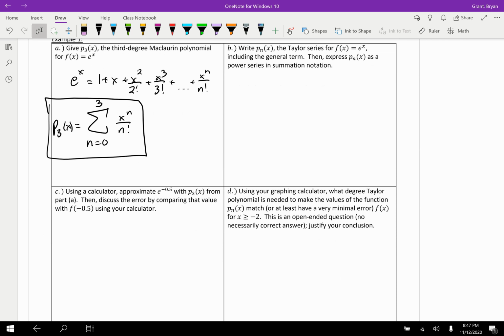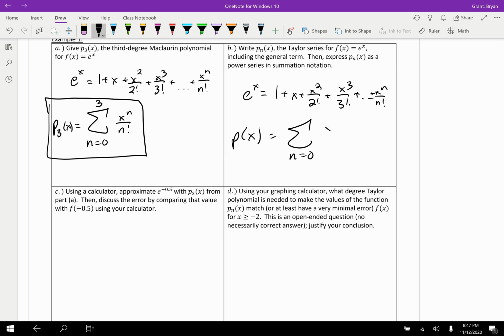Write p sub n of x, the Taylor series for f of x, including the general term. Well, this one doesn't want me to just go out to the third degree. This one wants to go out forever. So again, I always start with e to the x. Same idea. The more you write it, the more you're going to memorize it. And we go out to here. And then we have p of x. No limitation now, so we don't have to match these together. p of x really assumes that we go out to an infinite degree. But it's going to be very, very similar. We start at 0. We have the same general term, but now we go to infinity.